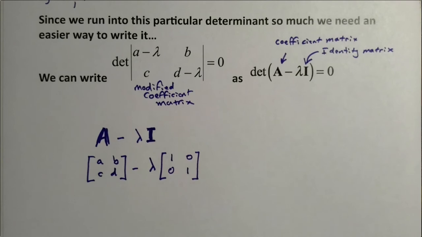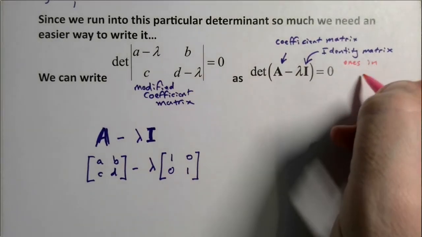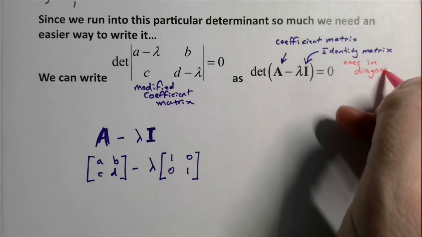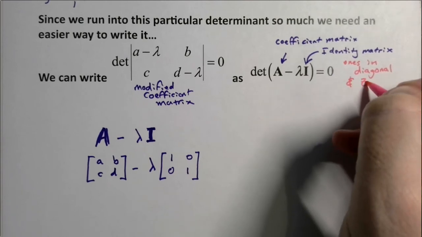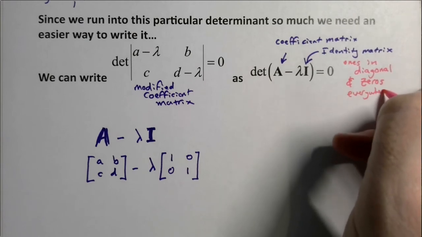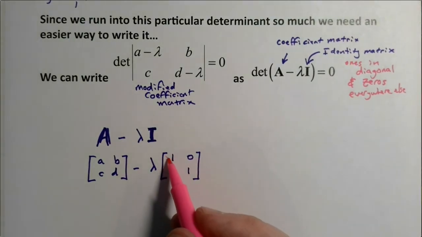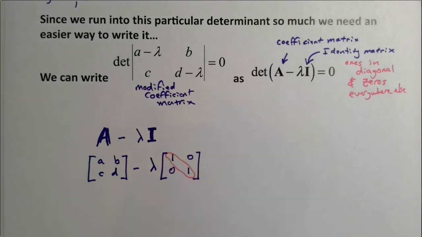So the way you can think of this is this one has ones in the diagonal and zeros everywhere else. And so you can see there's the ones in the diagonal right there that we're talking about. And so this A, a coefficient matrix minus lambda times this, well, that's the same thing as just lambda here and lambda there when you multiply it through, and 0 in the other two places.